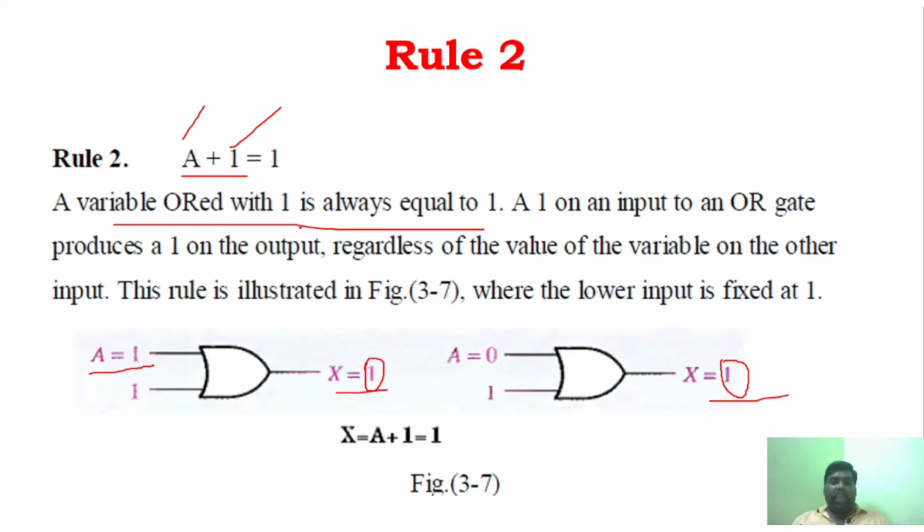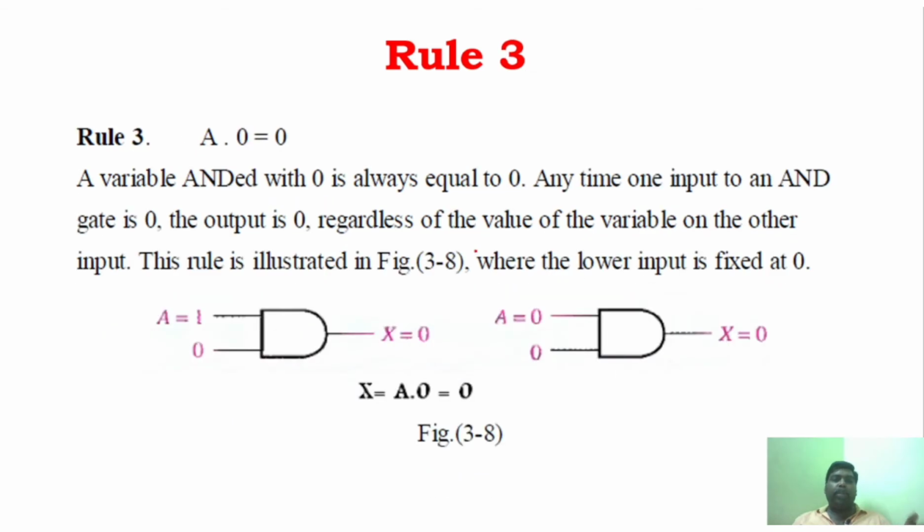And if a is 1, then it becomes 1 plus 1, right? If it is 0, then 0 plus 1 is 1, correct? So this is rule 2, right? Very simple rules, right? The reason why I am putting this video is you have to understand how this evolved so that you can solve the complex equations, okay?